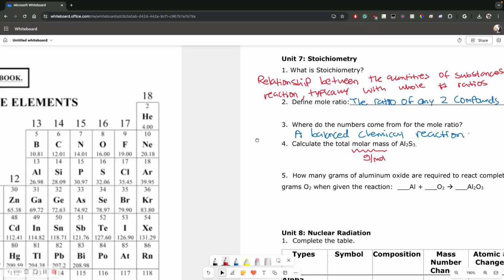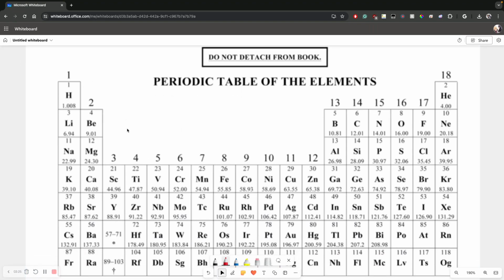So let's move over here to the periodic table, and we're asked to find the molar mass of Al2S3. So where is Al? It's going to be right there. And where is S? It is going to be right there. So in order to calculate this, let's write this a little differently. Al2S3 is what we're trying to find here.